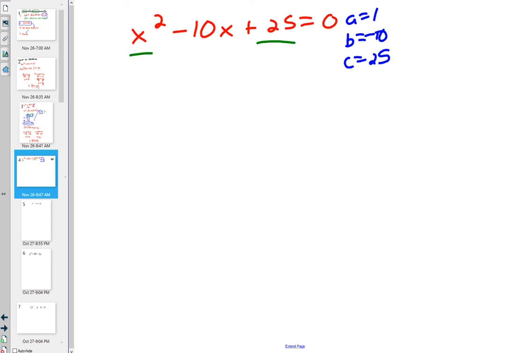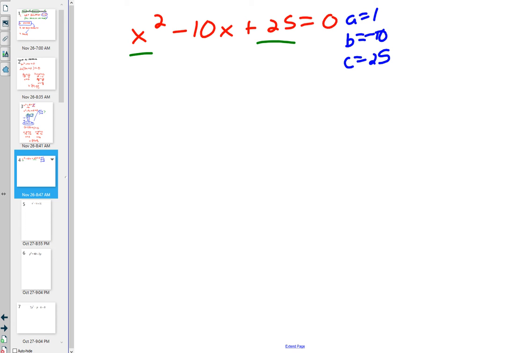Well, 1 is a perfect square. 1 times 1 is 1. But forget about the 1. Look at the x squared. What times itself gives you x squared? X. X times x is x squared. What times itself gives you 25? 5. Okay? But that in itself is not enough to make sure that you have a perfect square trinomial.